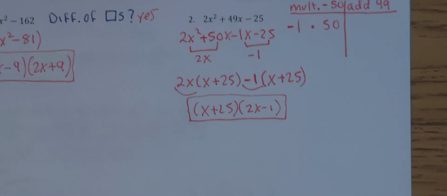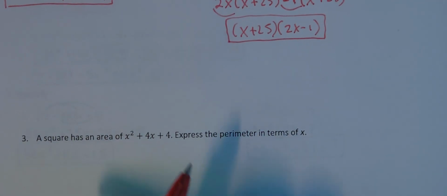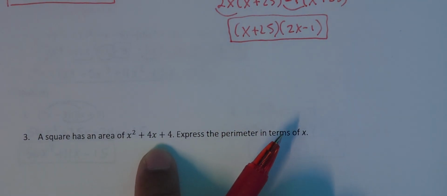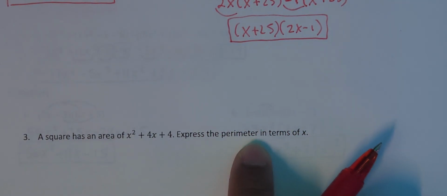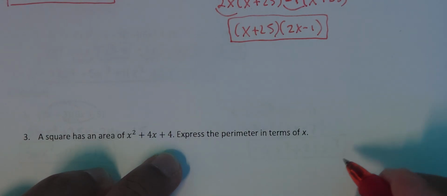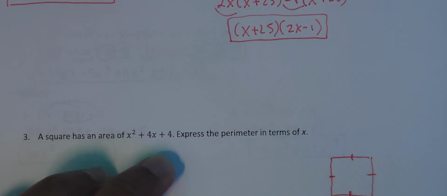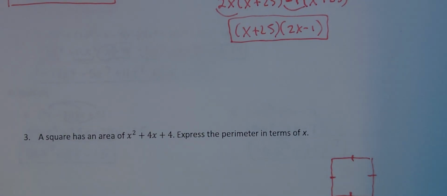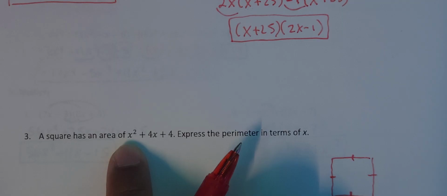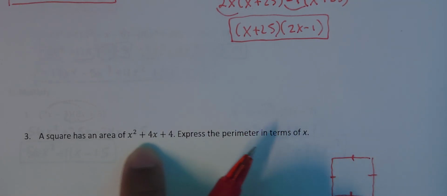Okay, last example. The last example says a square has an area of x squared plus 4x plus 4. Express the perimeter in terms of x. So let me sketch a square real quick. Okay, let's assume that's a square. We know that in a square, all sides are equal. So that's what we care about, the sides, not so much the angles. Since all sides are equal, and notice the value of a in this case is 1, this is simple factoring, and there's no GCF here.